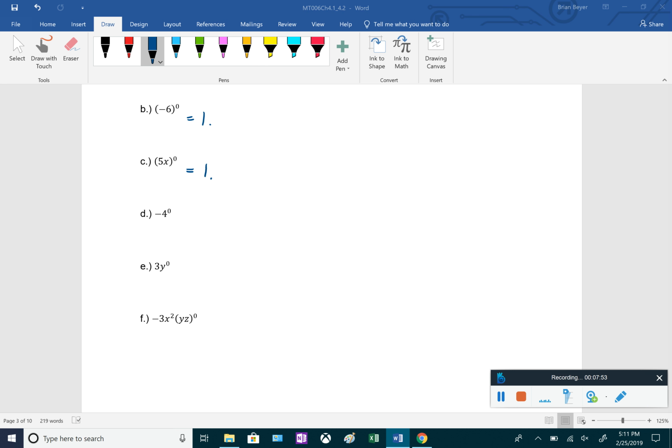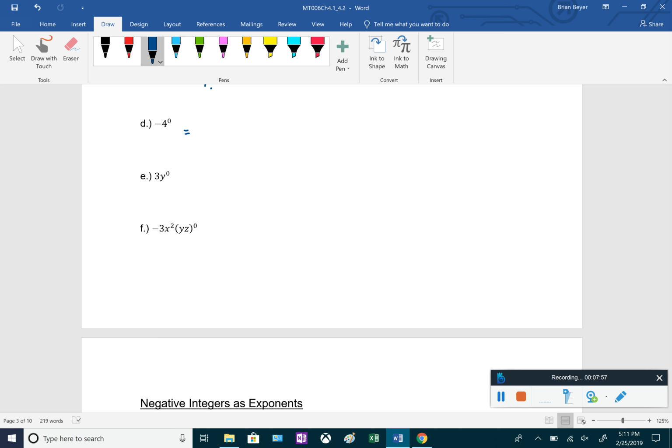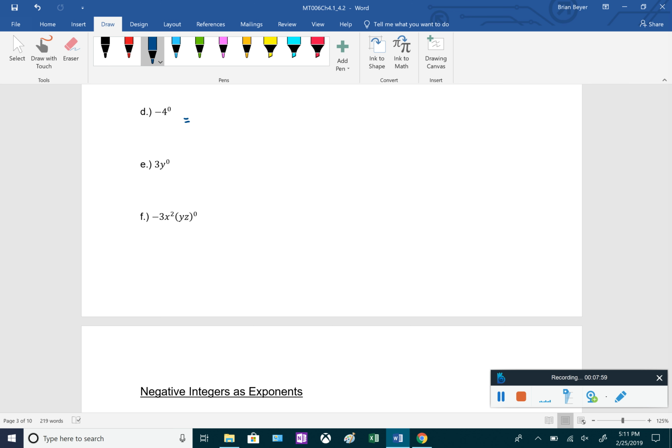So now we have to start being a little bit careful in these next ones. We have negative 4 to the 0. That is not in parentheses. It's not negative 4 all to the 0. It's negative and then 4 to the 0. So what this means is negative, and then 4 to the 0 is 1. So that whole thing is negative 1. So it's like negative 1 times 4 to the 0.